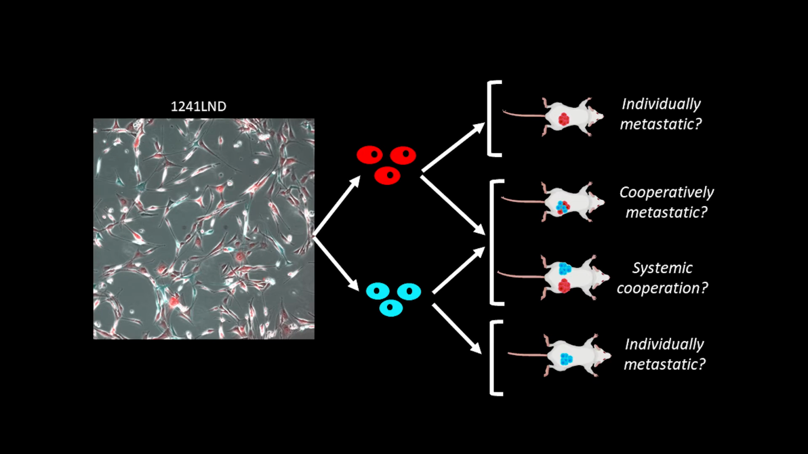This has led me to investigate how different tumor cell subpopulations may be interacting with each other to promote metastasis. My experiments so far have focused on a cell line derived from a multicolored polyclonal lymph node metastasis, which we call 1241 LND. This cell line has a CFP-expressing subpopulation and an RFP-expressing subpopulation. By isolating these subpopulations and re-injecting them into mice, I've been able to investigate how these cells behave and metastasize differently when injected together or individually.